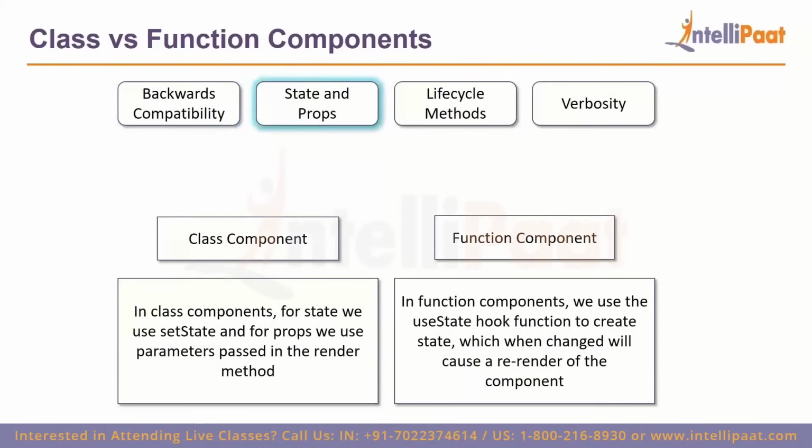Now comes state and props. In class components, for state, we use the setState function, which we get by extending the component in our class. React.Component is extended in our class, and now we get access to the setState function. And for the props, we use parameters passed to the render function. So all of that is useful and easy to use. But in functional components, the fundamental difference is that we use the useState hook. Instead of having to extend the class and then use this.setState, all we have to do is use the useState function, which is also called the useState hook. Using the useState hook, we can create state, which when changed will cause a re-render of the component. This is how you can change the component in React, by changing the state variables.